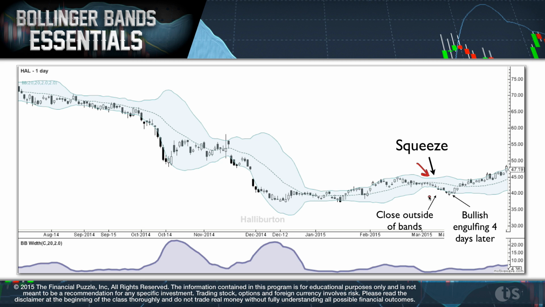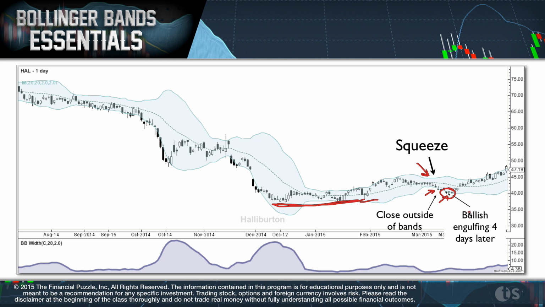You see the squeeze, you see the close outside the bands. Now notice the weakness that's in here. These are very small candles, so it's not really strong momentum at this point. You've also started to establish a base. If you look here, you can see we're establishing some support. And as we get back down to that level, we've got a bullish engulfing candle.